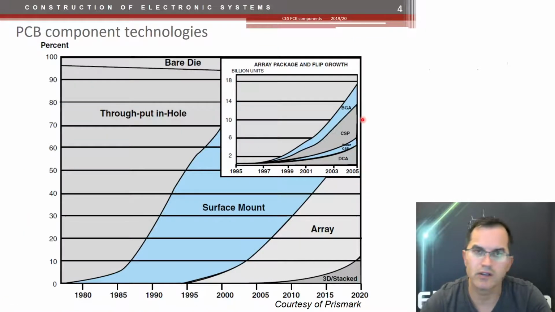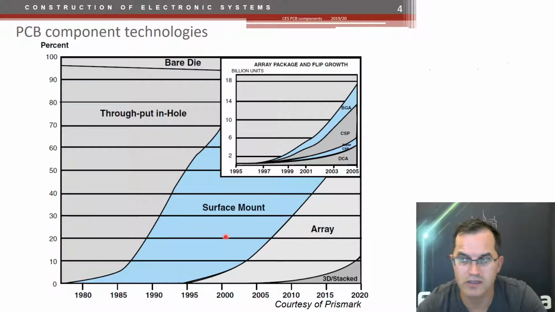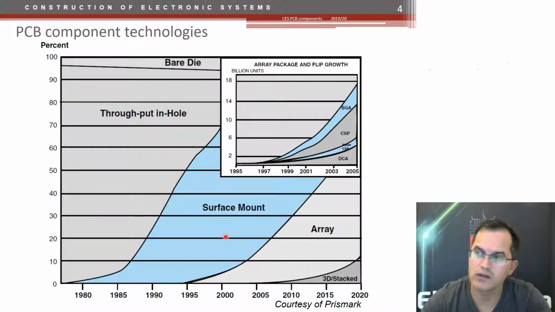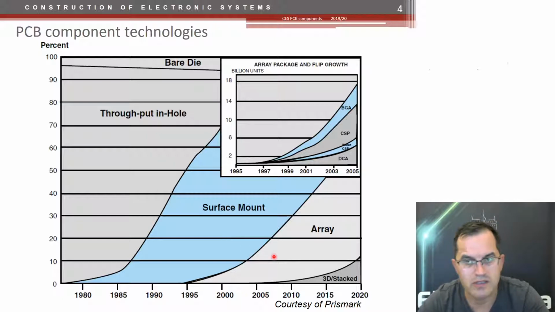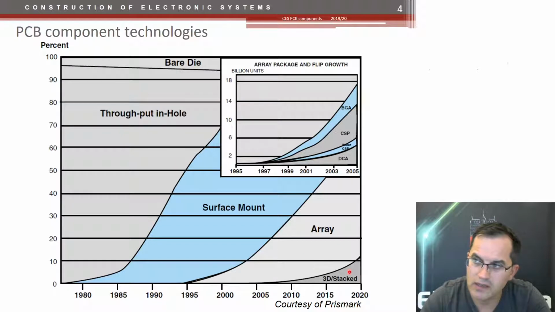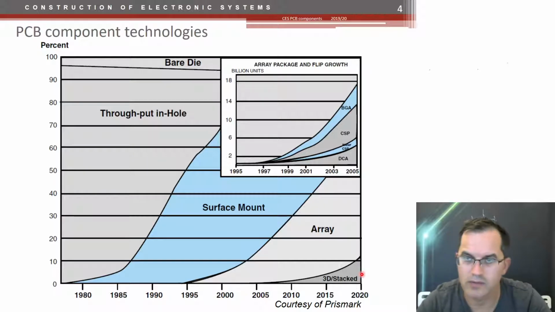This is how the technologies emerged through history, starting with through-hole, then in the 80s and 90s, surface-mounted started to prevail, and in this century now, the array components are taking place, starting with 3D and stacked on top of each other. So let's go now through a little bit what types of components there are and what they are used for.